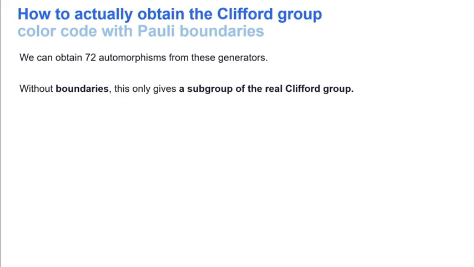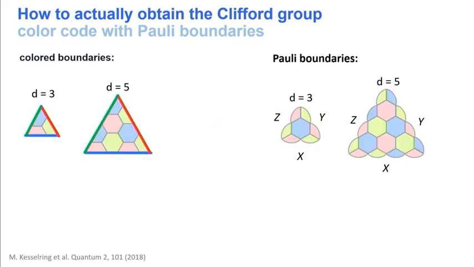Okay, so how do we get Clifford groups? In fact, by achieving the 72 automorphisms on a torus layout, we actually don't get the Clifford group. And in order to actually do quantum computation, classically simulable quantum computation in this case, we would need boundaries. So we use a Pauli triangle. You might be familiar with the colored triangle, for which the simplest useful example is this Steane code. But we find Pauli triangles just nicer from the Floquet codes perspective.